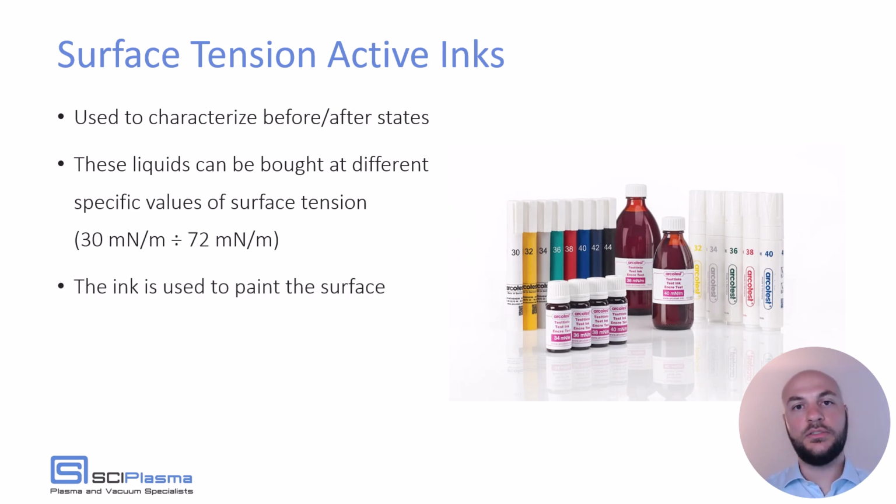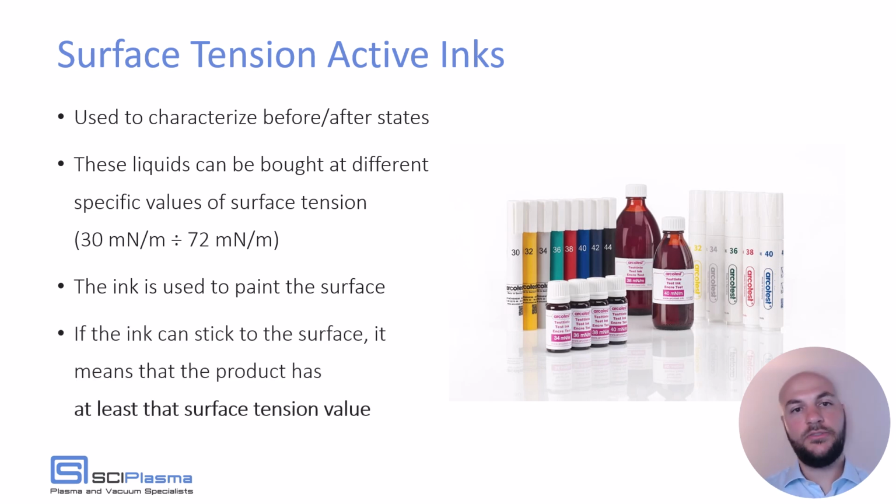And since I know the surface tension of the liquid, what I'm going to do is try to paint the surface of my product before and after the plasma process. And if the ink can stick to the surface, this means that the surface has at least the surface tension value mentioned on the ink. So if I take the 72 millinewton per meter ink and I try to paint my surface and it sticks, that means that my surface has at least 72 millinewton per meter of surface tension.